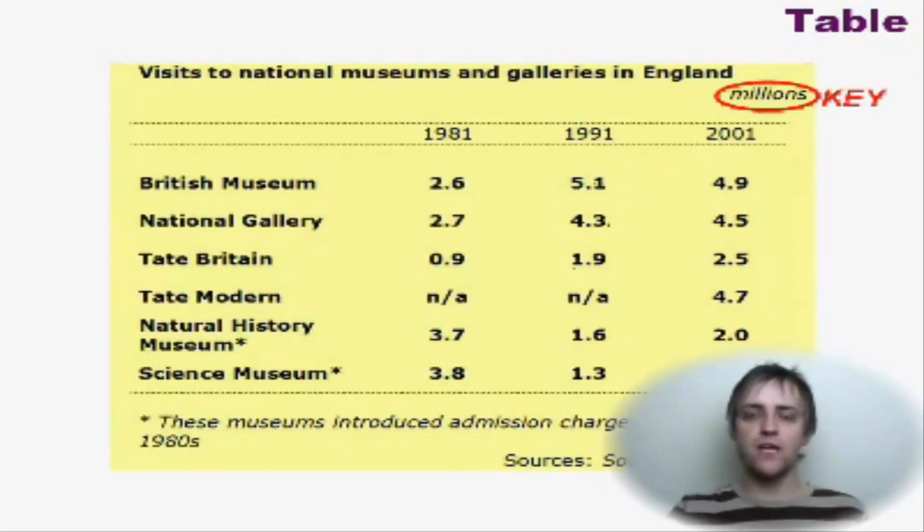So from the key we can see the actual numbers who visited. It's not 2.9 visitors, which would be quite strange. I don't know if you can get 0.9 of a person, but it's 2.9, 2.6, 3.2 million.